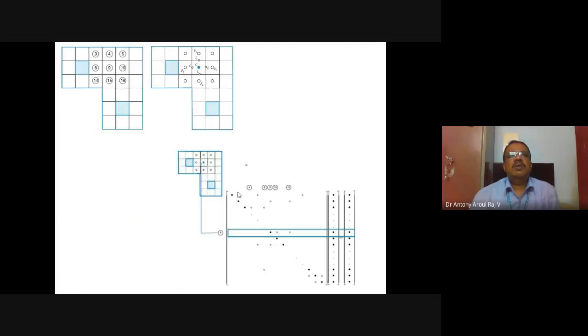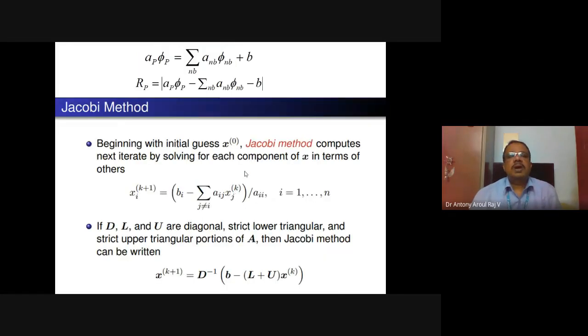I think I have shown you the iteration for the Gauss-Seidel method two classes before. This is how the equation will be. The general form of the equation will be like this only. On the left hand side I will have AP phi P, and on the right hand side summation of A NB phi NB plus B.